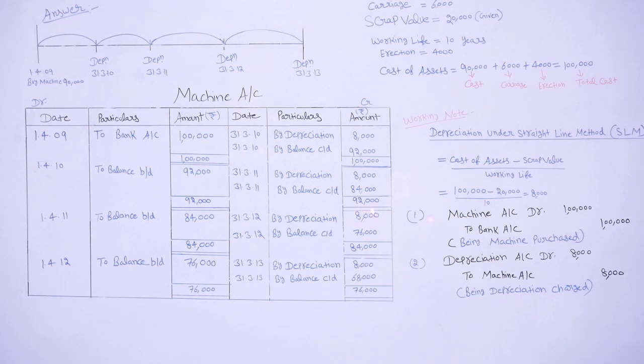Why is depreciation the same in all years? Here it is 8,000, here 8,000, here 8,000, because we are using the straight line method. That's why depreciation is the same. This balance will be brought down to the next year. On 1st April 2012, to balance brought down 76,000. On 31st March 2013, by depreciation 8,000. On 31st March 2013, by balance carried down 68,000. After charging depreciation for 4 years, the machine value will be 68,000.